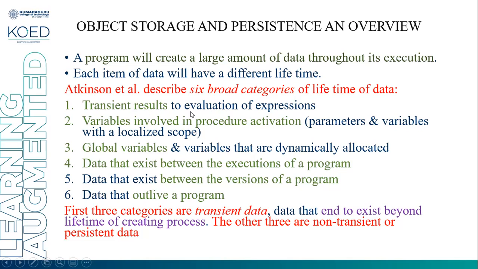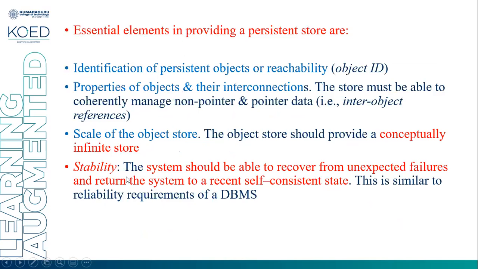To recap: transient results, variables involved in procedure activation, global and dynamically allocated variables, data that exists between executions of the program, data that exists between versions of the program, and data that outlives the program. The first three categories are transient data. The other three are non-transient, or persistent, data, existing beyond the lifetime of the process that created them.